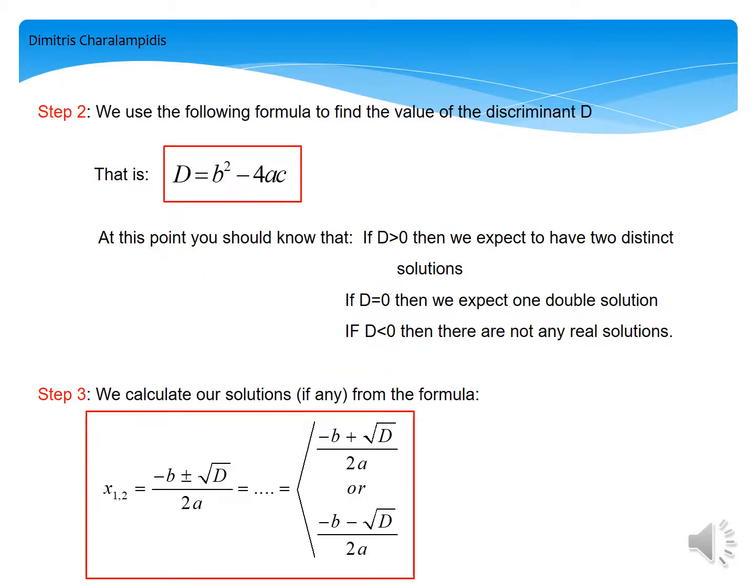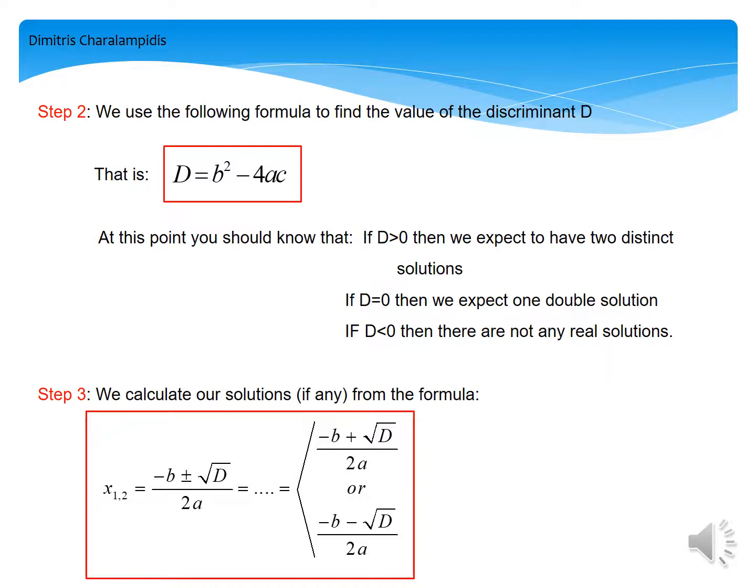Moving to step 2, we can use the following formula to find the value of the discriminant d. That is, d, the discriminant, is equal to b squared minus 4ac. At this point, you should know that if the value of the discriminant is positive, then we should expect to have 2 distinct solutions. If the value of the discriminant is 0, then we should expect 1 double solution. And finally, if the discriminant gets to be a negative number, then we should have no real solutions.